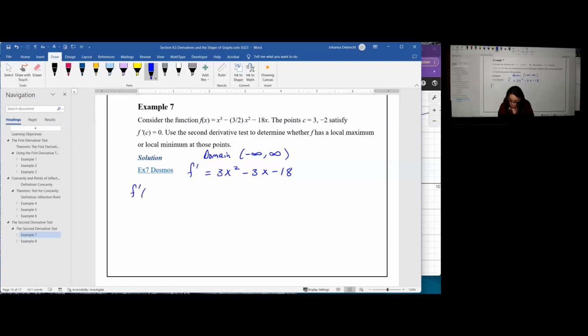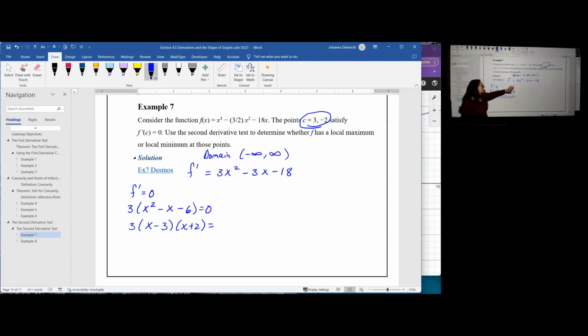We're told what the critical points are, but let's go ahead and prove it by finding where the first derivative is 0. I can factor out the 3 to get x squared minus x minus 6 equals 0. This is going to give me x minus 3 and x plus 2. That gives me the two values they gave us as the critical points, 3 and negative 2. Notice that as a polynomial, the function is defined everywhere, and so is the first derivative.